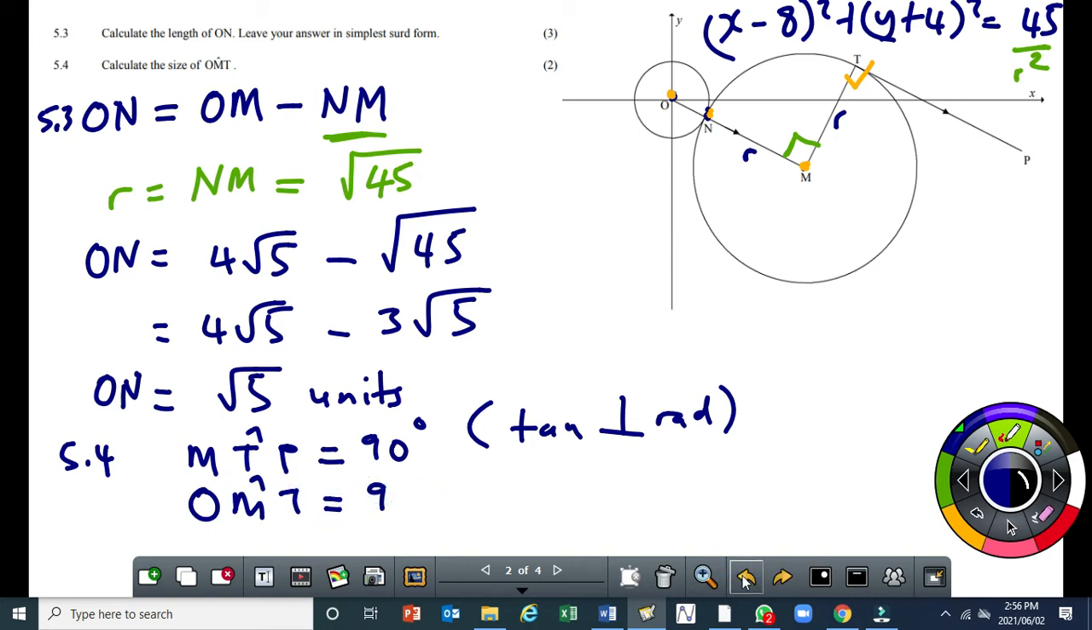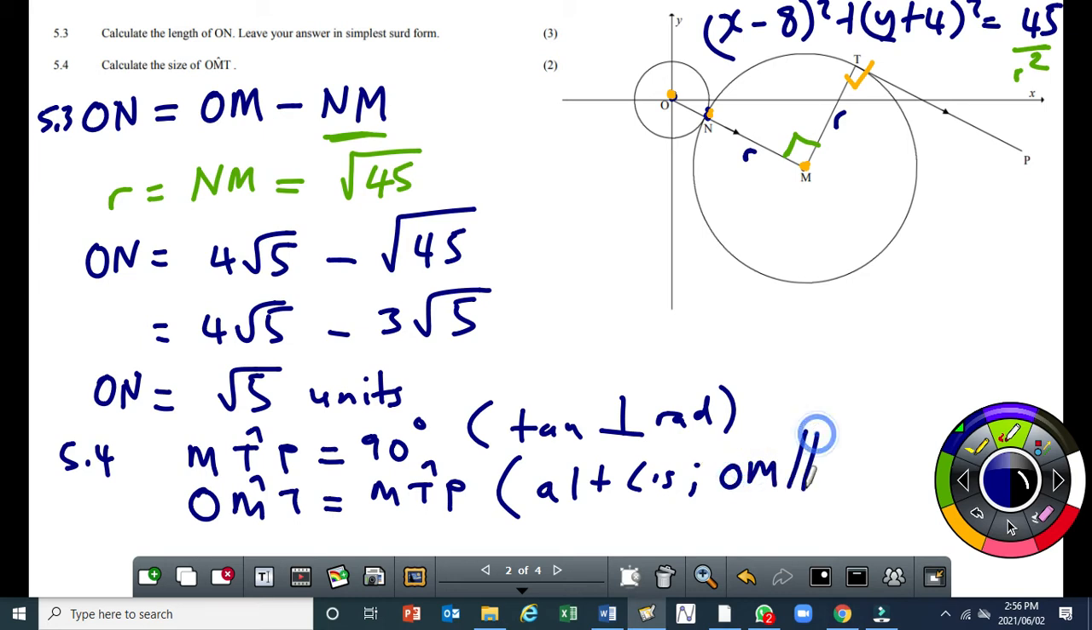It is equal to MTP. Why? The reason is because they are alternate angles. These two lines are parallel. Okay, you can write OM is parallel to TP or PT. You can also say NM is parallel to TP. Then you can say therefore OMT is equal to 90. Okay? So knowledge of geometry from last year is required when you are answering some of the questions. Right? Any question?